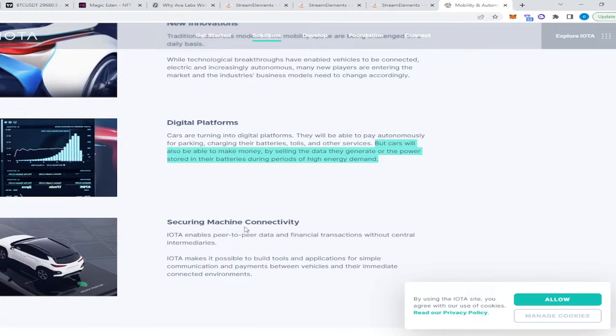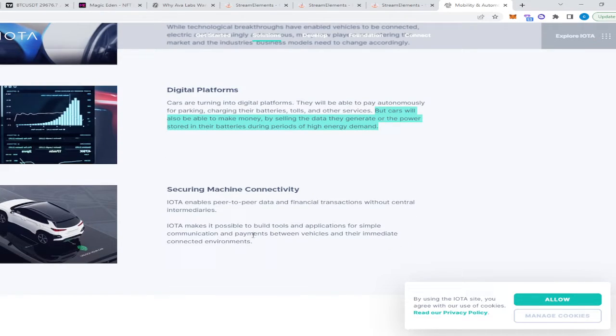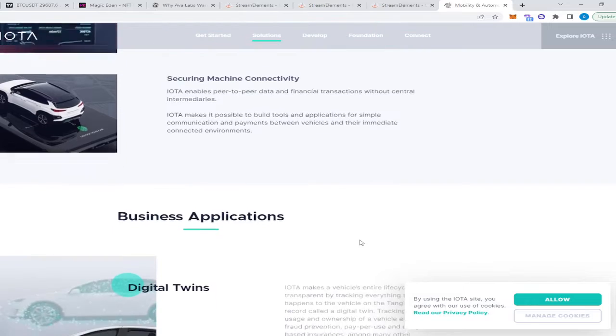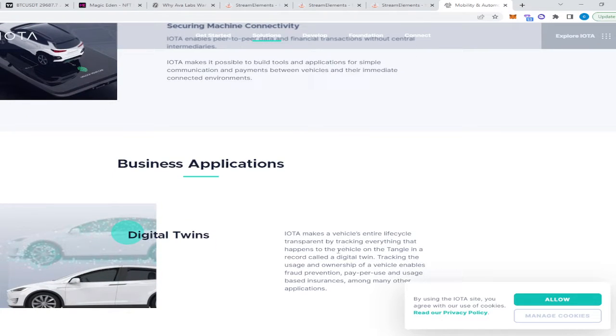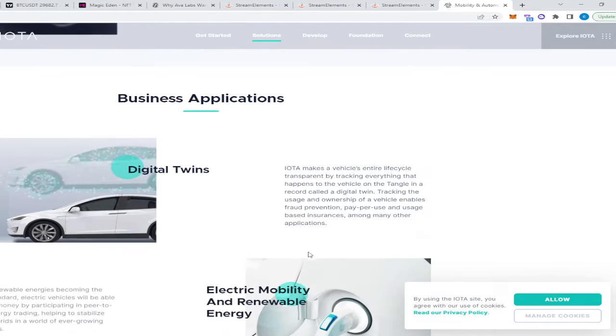So secure machine connectivity. IOTA enables peer-to-peer data and financial transactions without central intermediaries. IOTA makes it possible to build tools and applications for simple communication and payments between vehicles and the intermediate connection environments. And so what are the business applications that they have for this? Okay, so we're going to get into that.